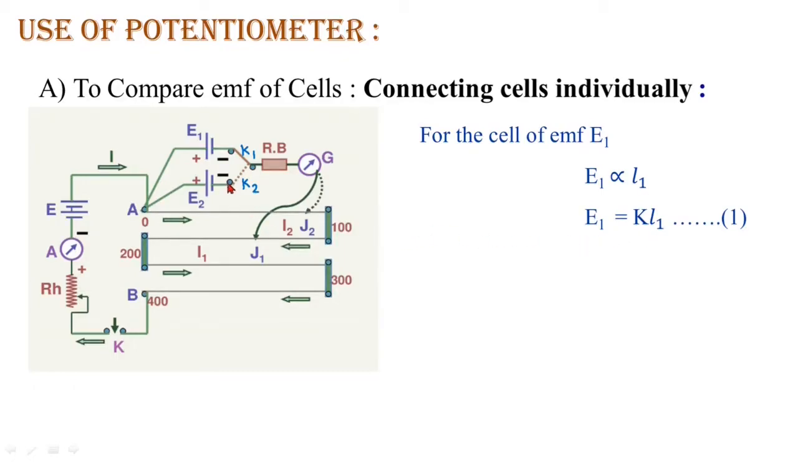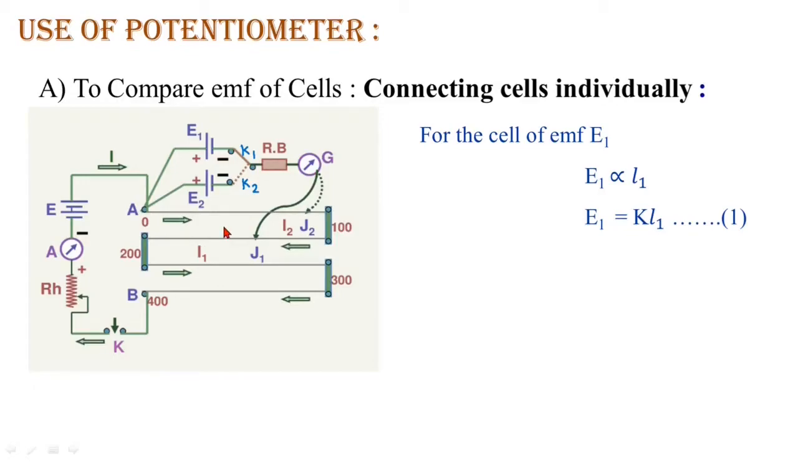Now, key K1 is kept open and key K2 is closed. The cell of EMF E2 now comes in the circuit. Again, the null point is obtained with the help of the jockey. Let L2 be the length of the wire between the null point and point A.